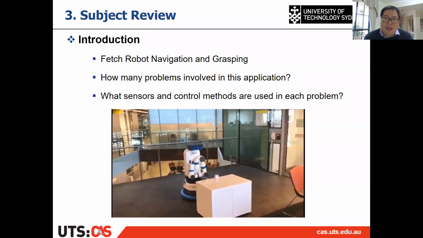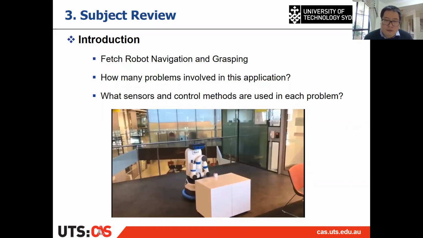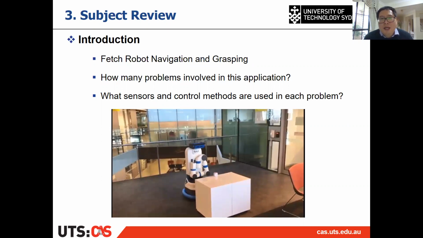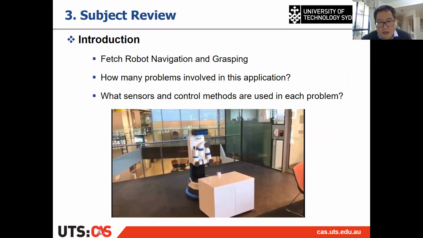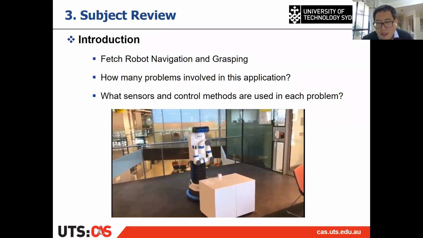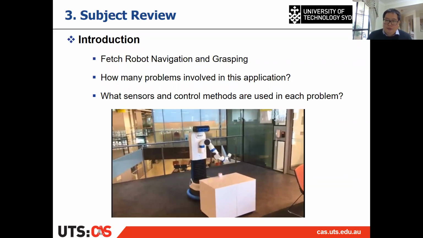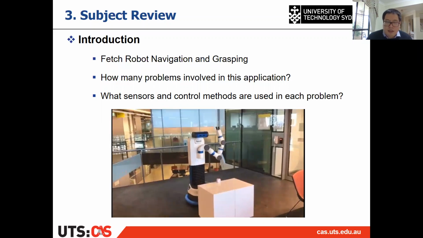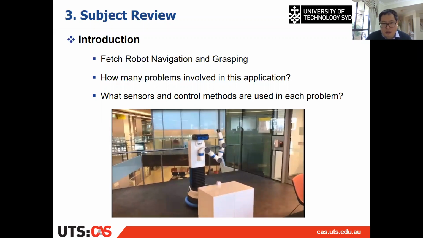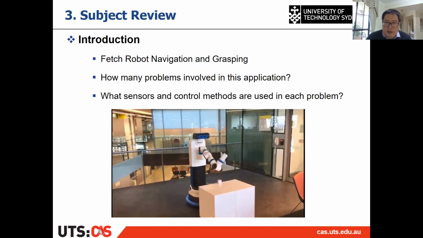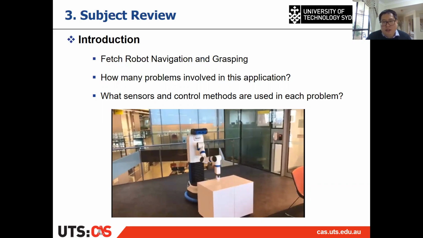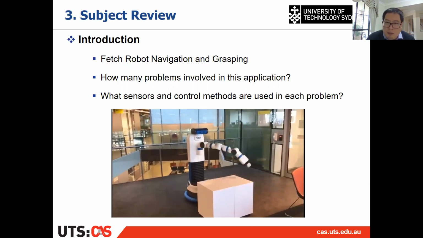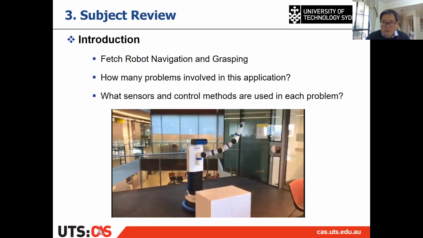And then I gave an activity about this example, where we use the FACT robot to navigate in the environment and to grasp an object on the table, right? In the activity, we asked some questions. One is, how many problems are involved in this application? And the second question is, what sensors and control methods are used in each problem? If you remember.